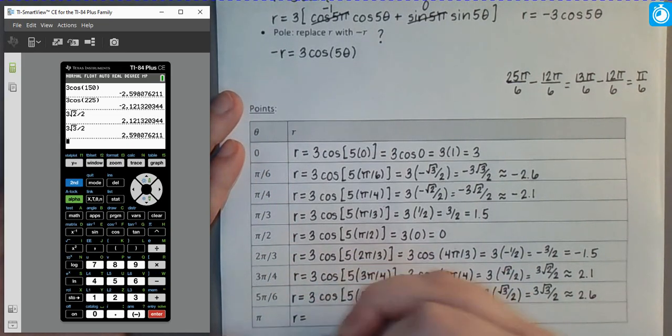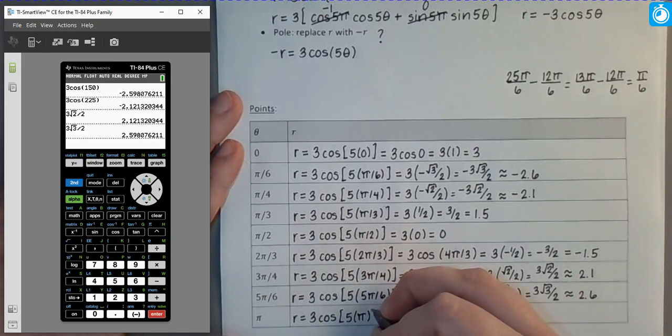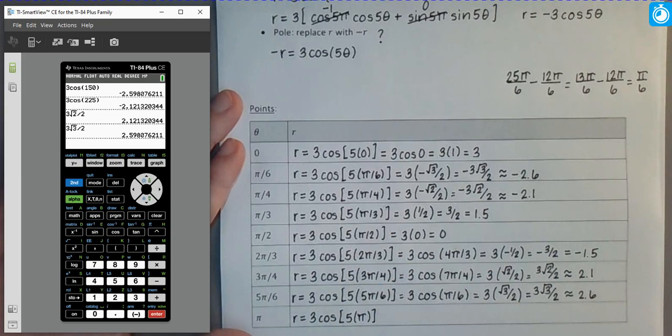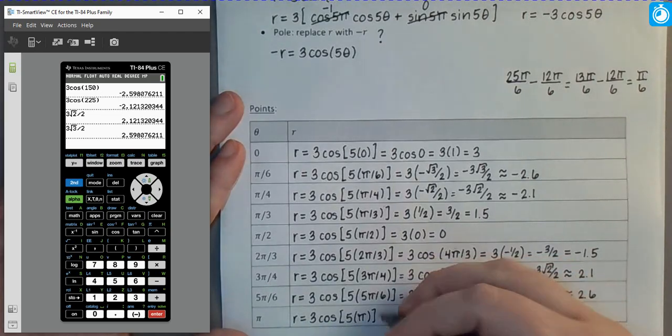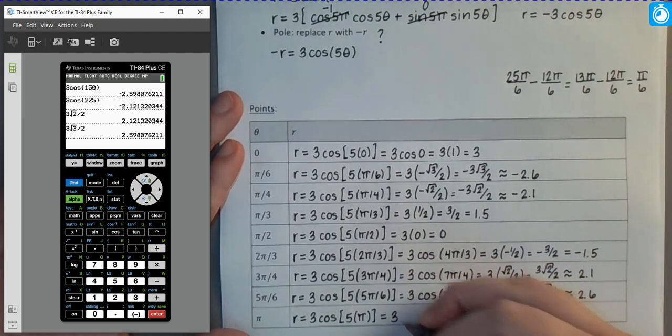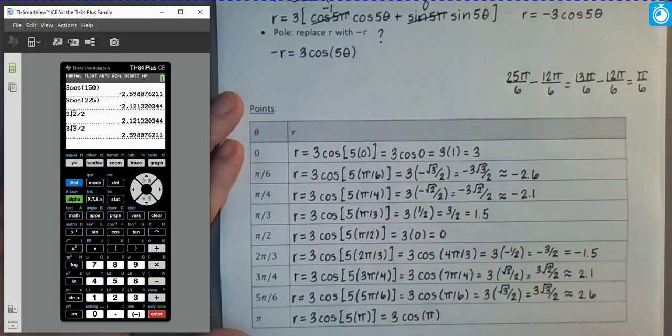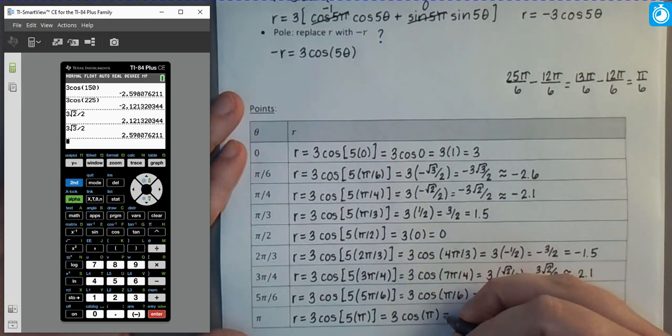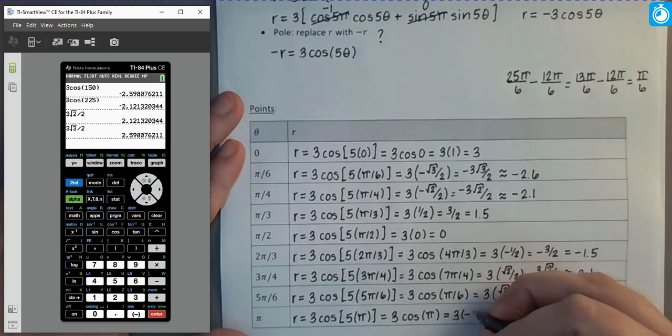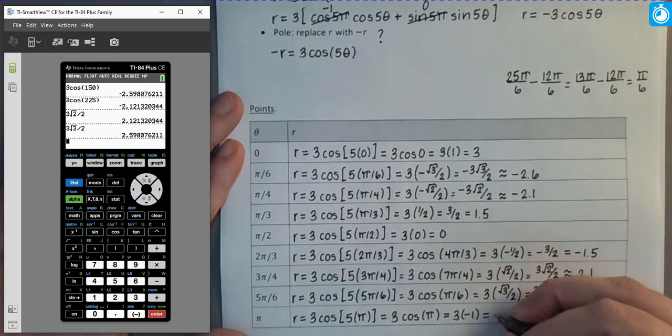Okay, now at pi, we've gone first quadrant, now we're concluding the second quadrant. So r is equal to 3 times the cosine of 5 times pi. 5 pi, because it's an odd multiple of pi, is going to be coterminal to just pi. So cosine of 5 pi is the same thing as cosine of pi. So 3 times the cosine of pi. And we know that the cosine at pi radians is going to be negative 1. So that's going to be 3 times negative 1, which is negative 3.